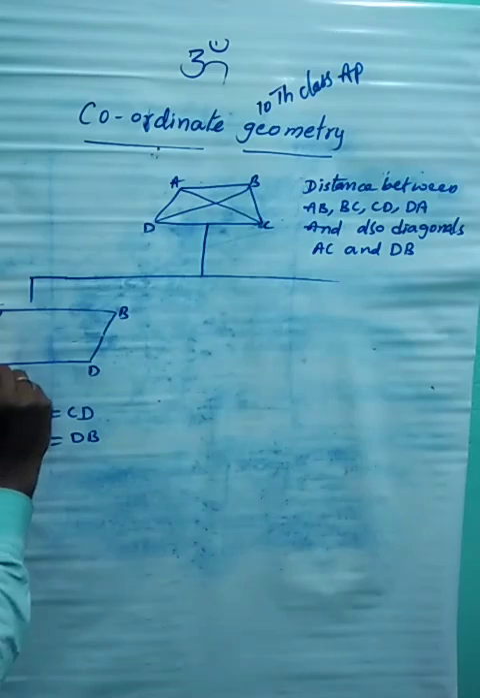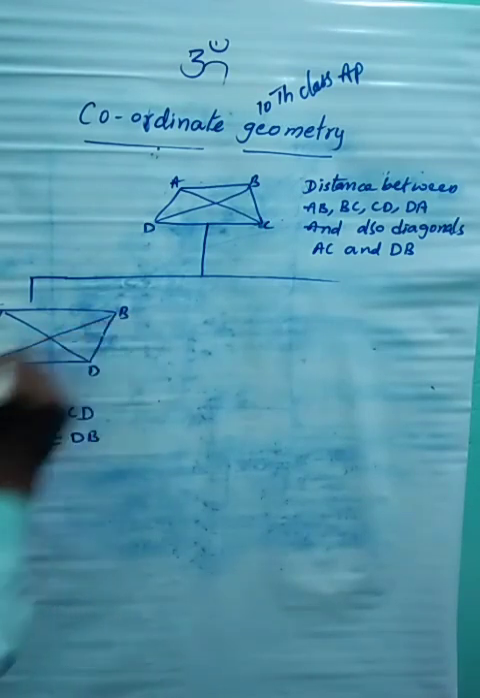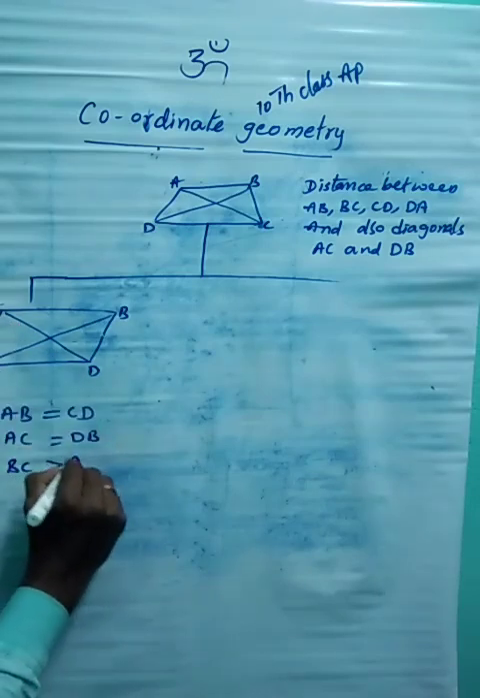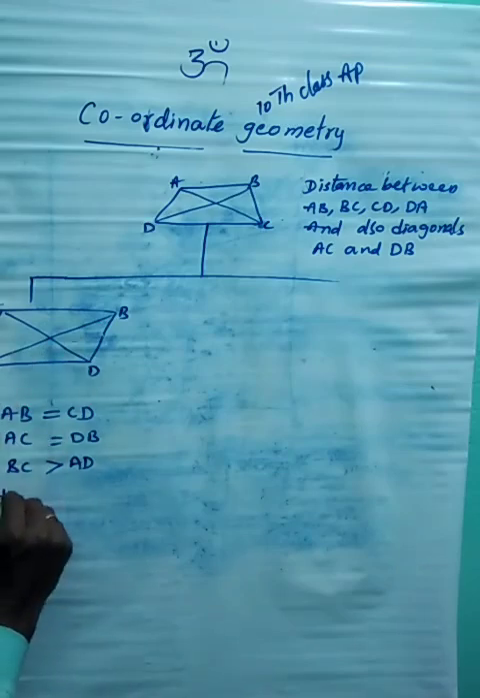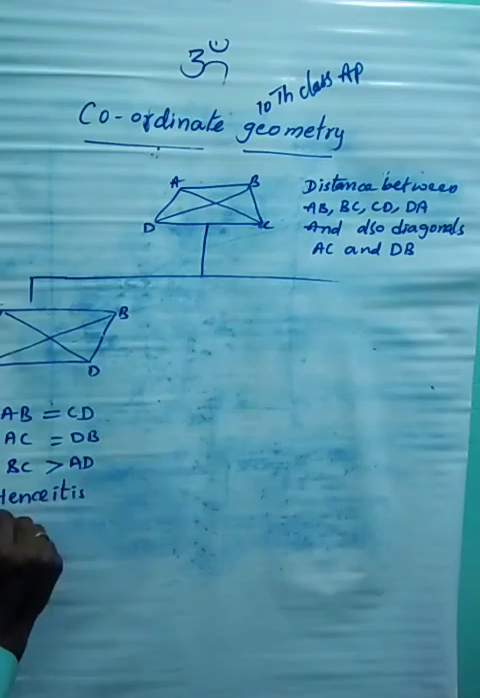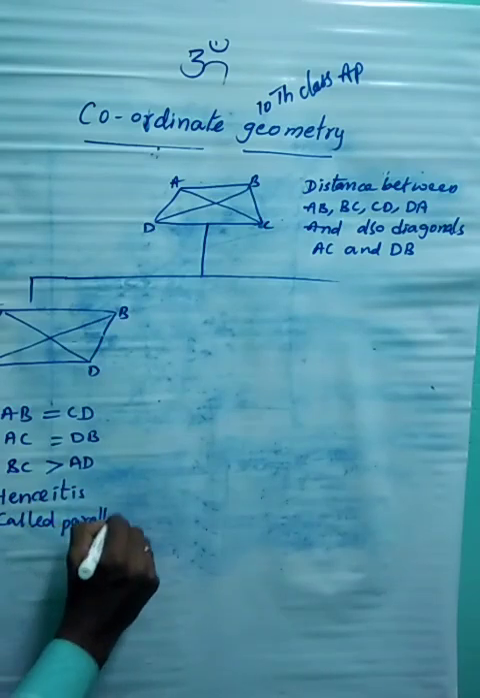While I am taking the diagonals, BC is greater than AD. You observe here, one of the diagonals is greater than the other diagonal, and the opposite sides are equal. Hence it is called a parallelogram.